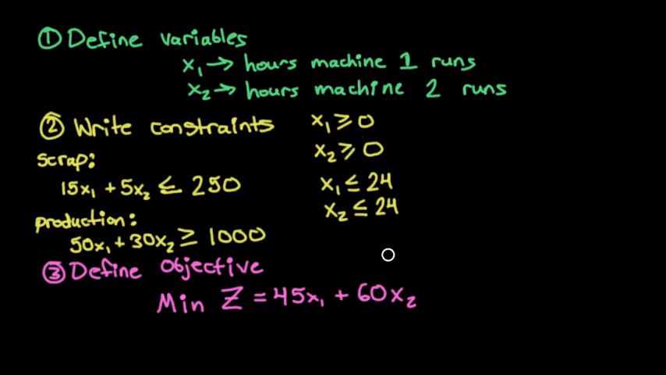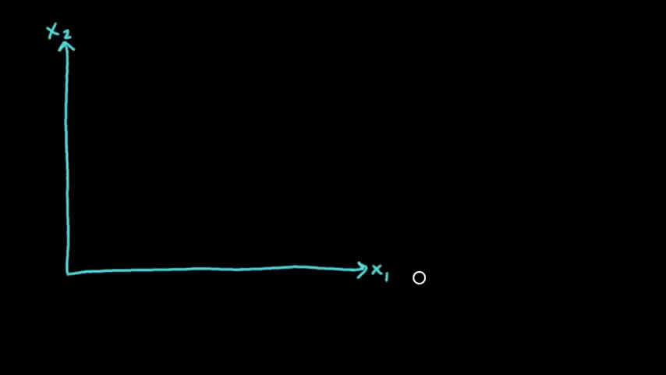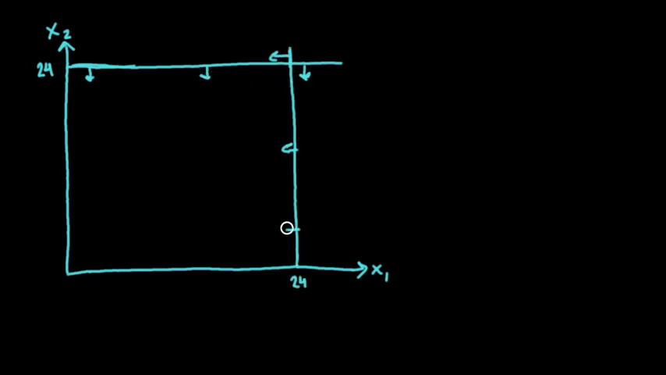Now, how do we use this math to solve the problem? We want to know what x1 and x2 ought to equal. And to do that, we're going to look at a graph of x1 and x2 and plot these equations on that graph here from our constraints, and then we'll go from there. So we have x1 on this axis and x2 on this axis. x2 needs to be less than 24, so we'll consider everything below this line. x1 needs to be less than 24, so we consider everything to the left of this line.